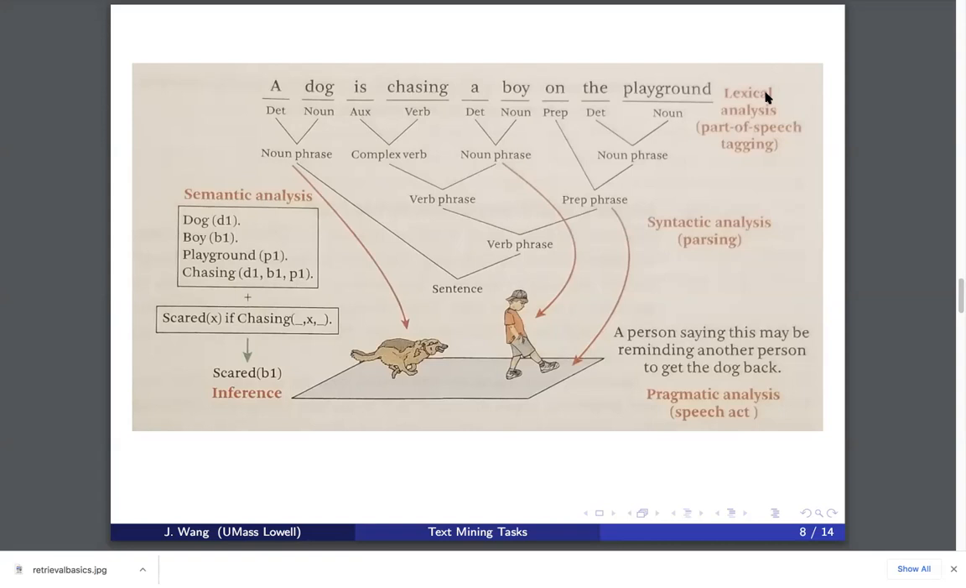So this is lexical analysis, and then we will determine the part of speech of each word. Okay, so this is part of speech tagging. Dog is a noun, chasing is a verb, but it's in the form of is chasing, so you have an auxiliary. A boy is a noun, on is a preposition, and playground is a noun, right? So this is called part of speech tagging, or POS tag.